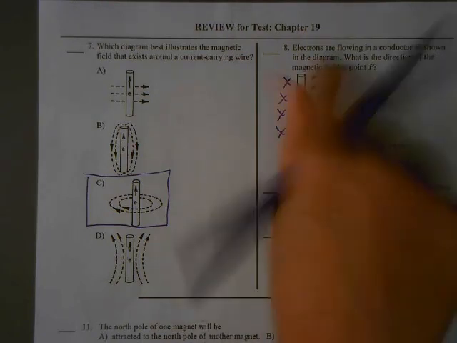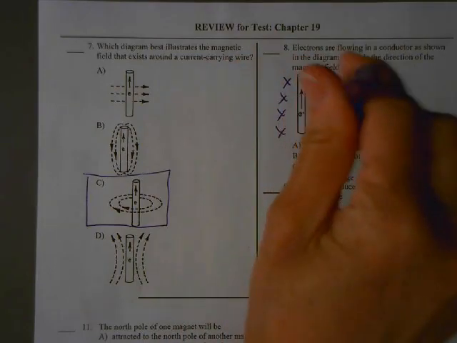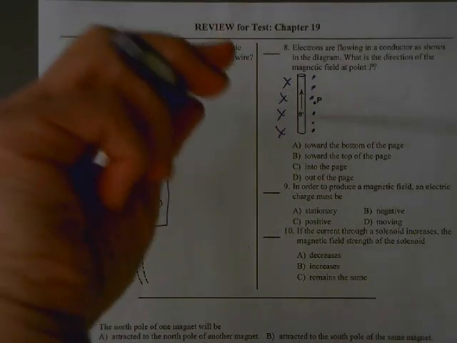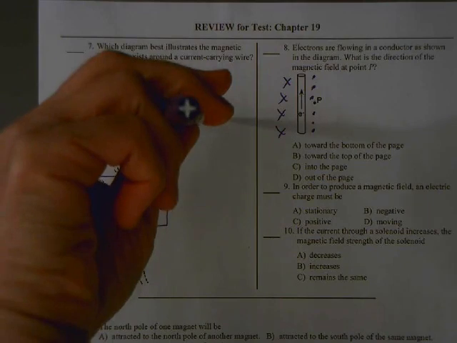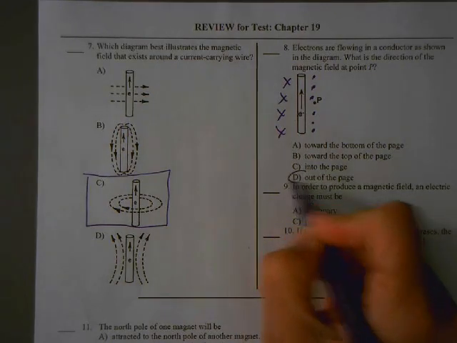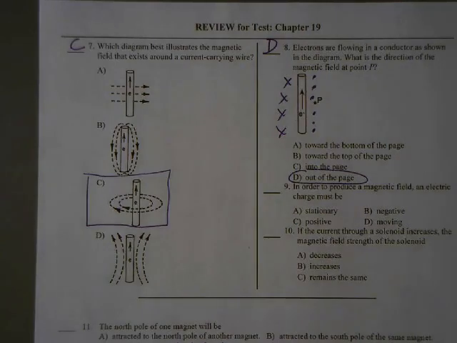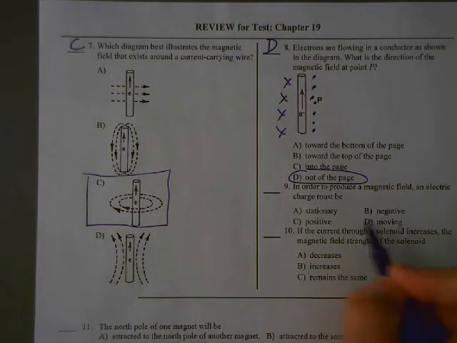Remember, dots are like an arrow, a vector. So the dots are going up, and then just like this pen, see how it has an X? That's going into the page. So the answer here is D. And this was C. All right, number 9. In order to produce a magnetic field, an electric charge must be moving.